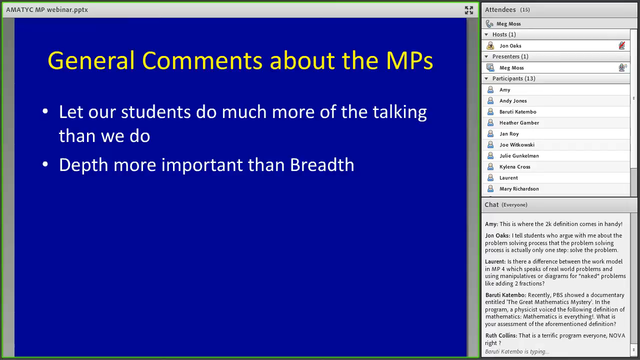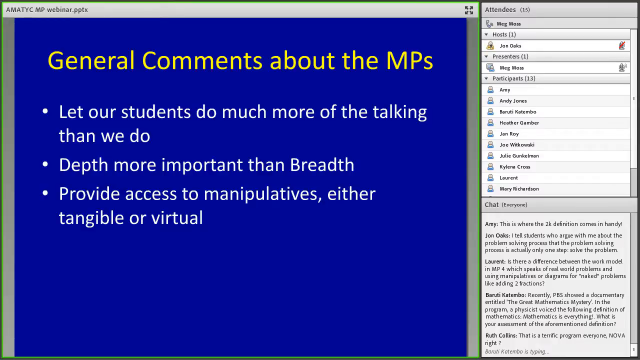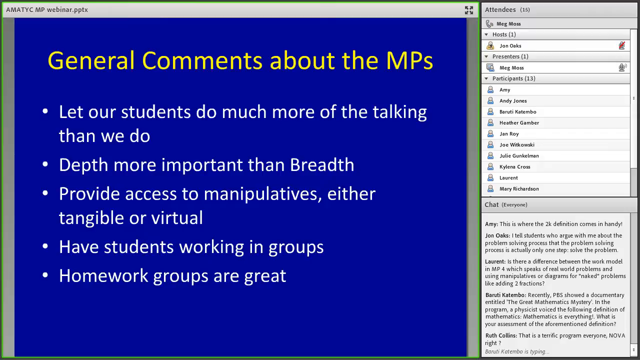Depth is more important than breadth. You've got to let your students go deep into these. If they're just memorizing and skimming the surface, they're not going to retain it, as Ruth said earlier. Provide access to manipulatives, either tangible or virtual. Have students working in groups. And homework groups is a great way to at least get started with that.